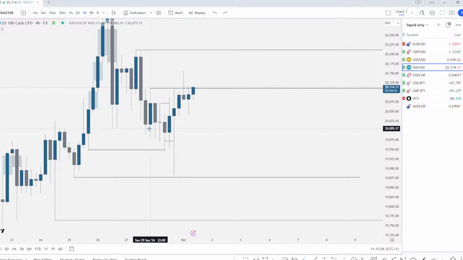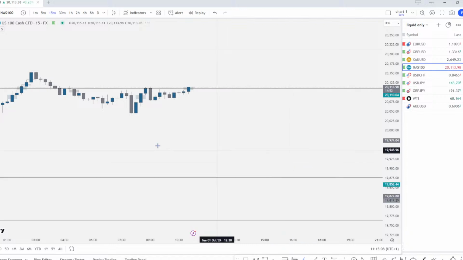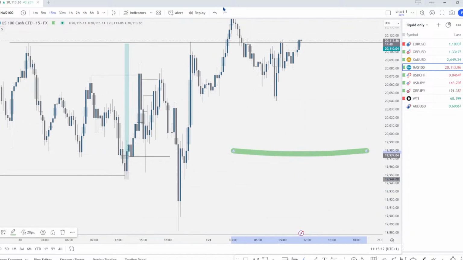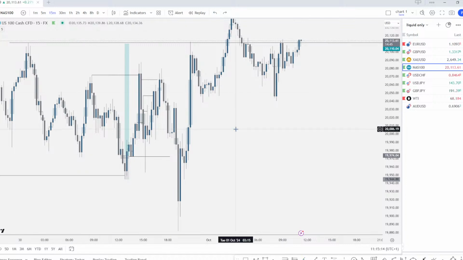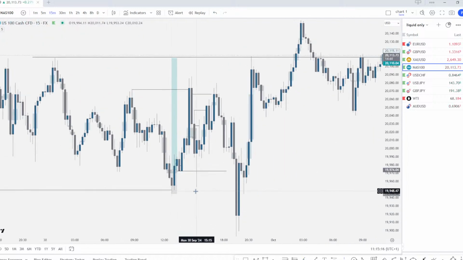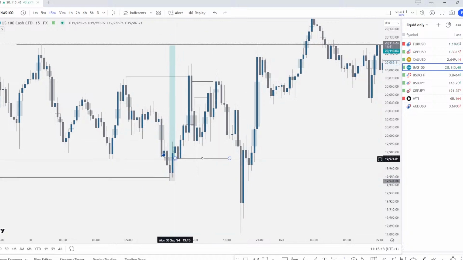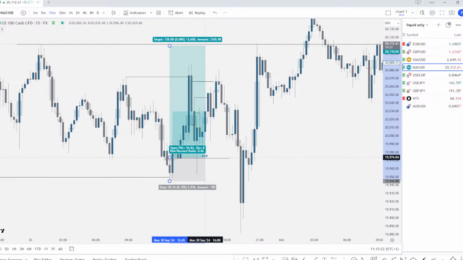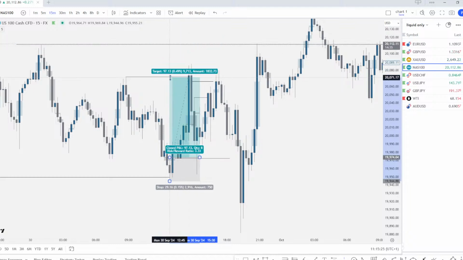Okay, so we showed the setup here for the 15-minute. Apologies, guys. This setup here is the setup from yesterday's live stream. It only delivered to this high, which was 1 to 3.3.